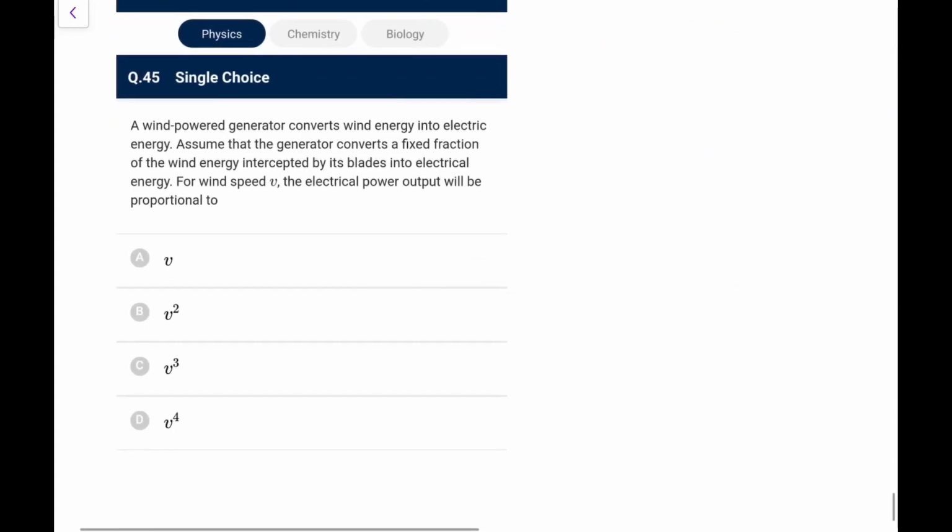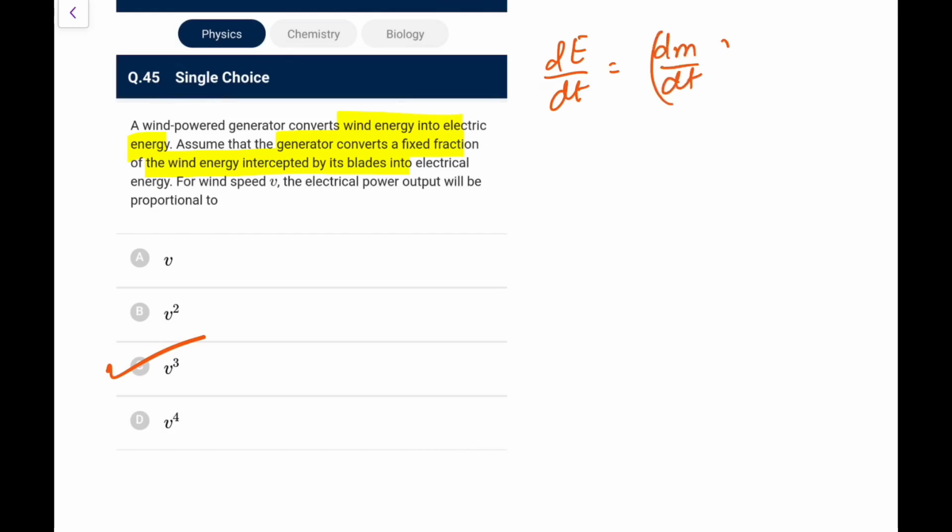Next one. A wind power generator converts wind energy into electrical energy. Assume that the generator converts a fixed fraction of energy intercepted by blades into electrical. For wind speed v, the electrical power output, this is a very common question. You directly take that is proportional to v cube. And how to do this? What we can say, what is the energy that falls on it per unit time. So energy falling per unit time, that is dE by dt, would be the mass falling per unit time into its kinetic energy, and that fraction that you can have, half dm by dt into v square.